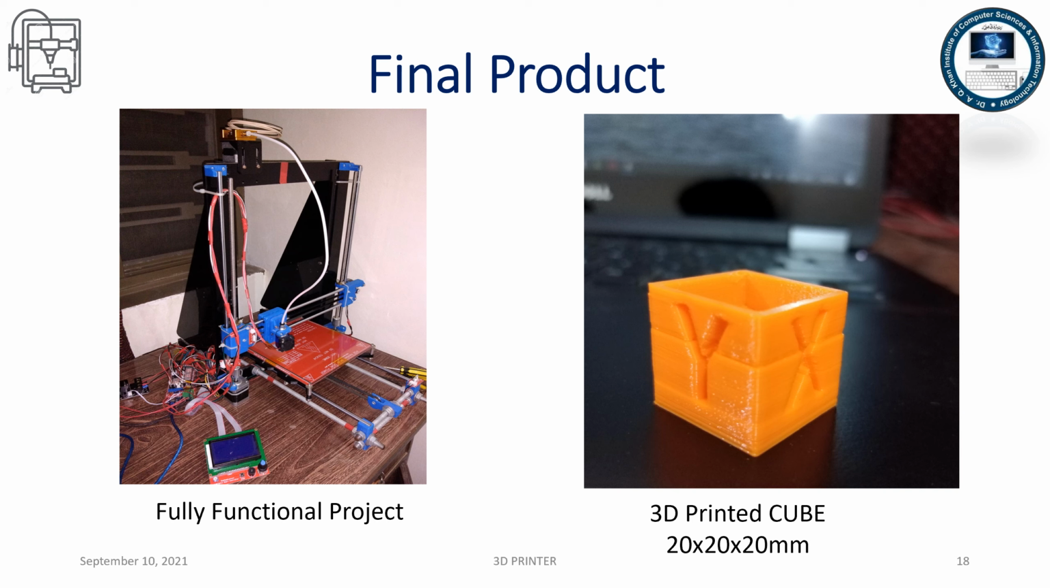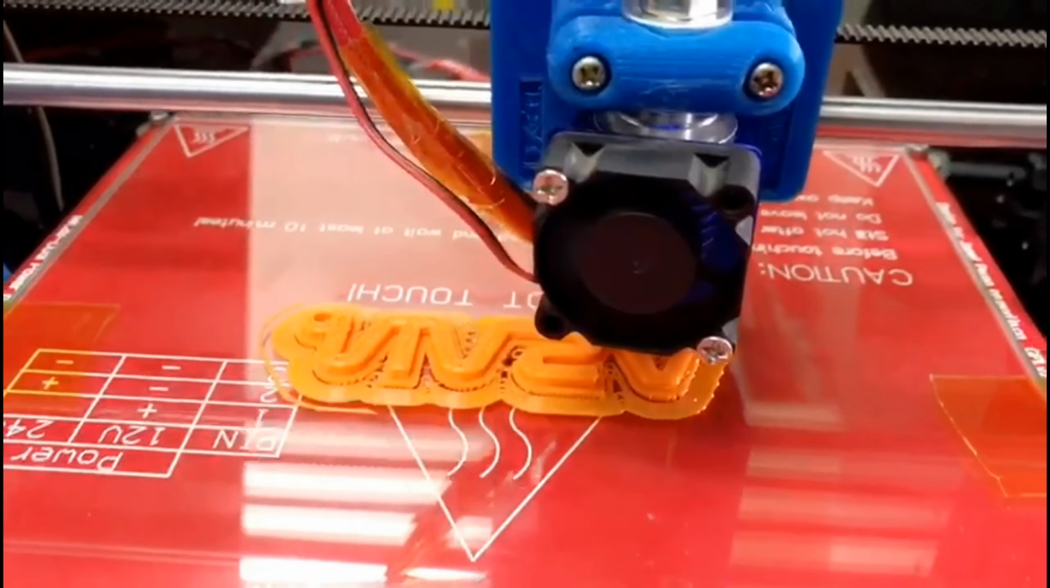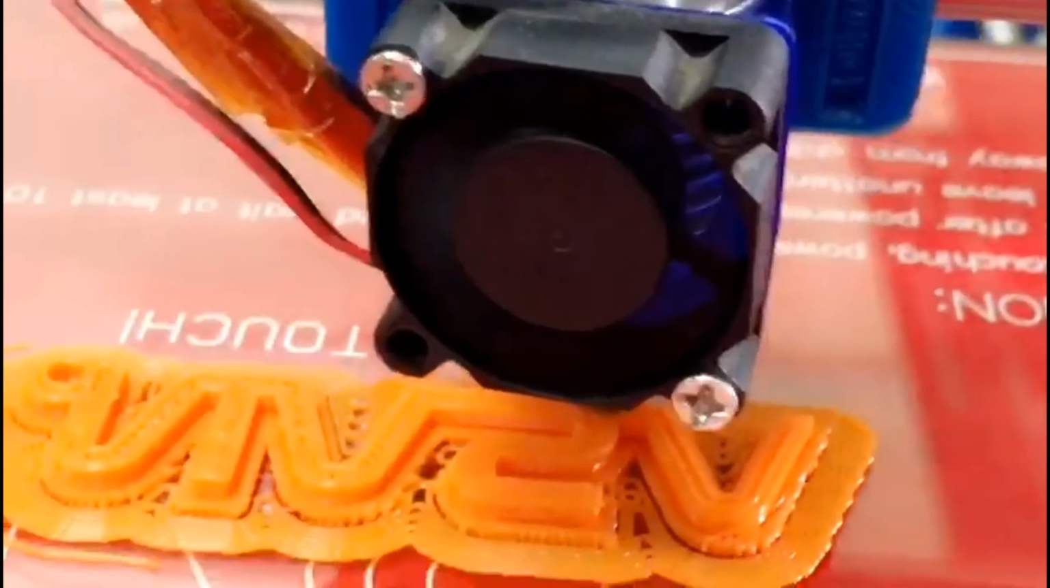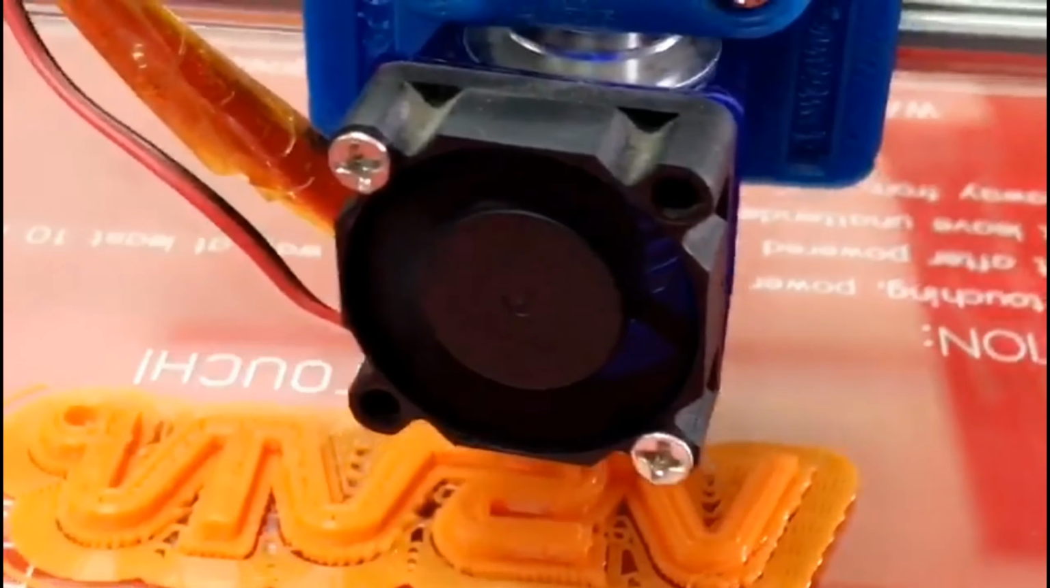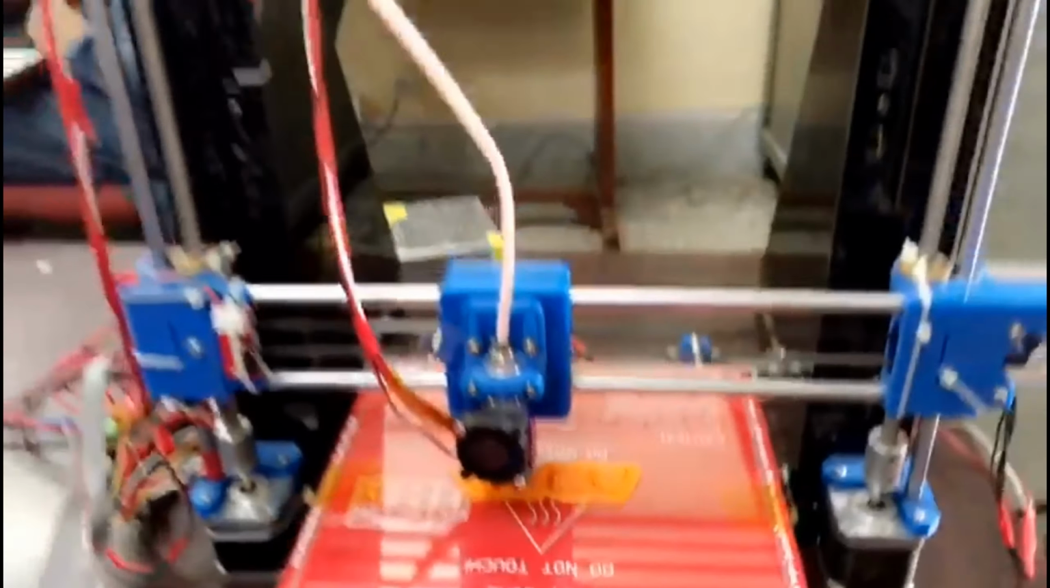Fully functional project, and on the right side a 3D printed cube of 20 by 20 by 20 mm. Here is our project in fully working condition. We use a 0.4 mm nozzle for our project.